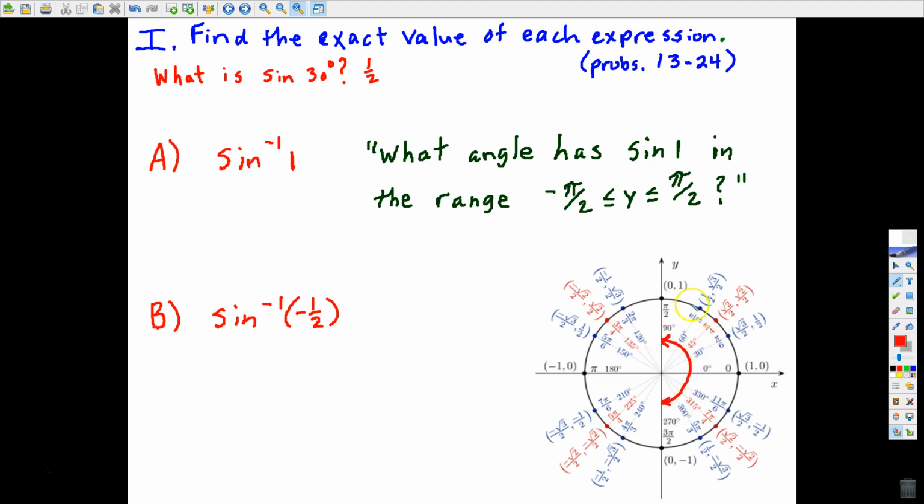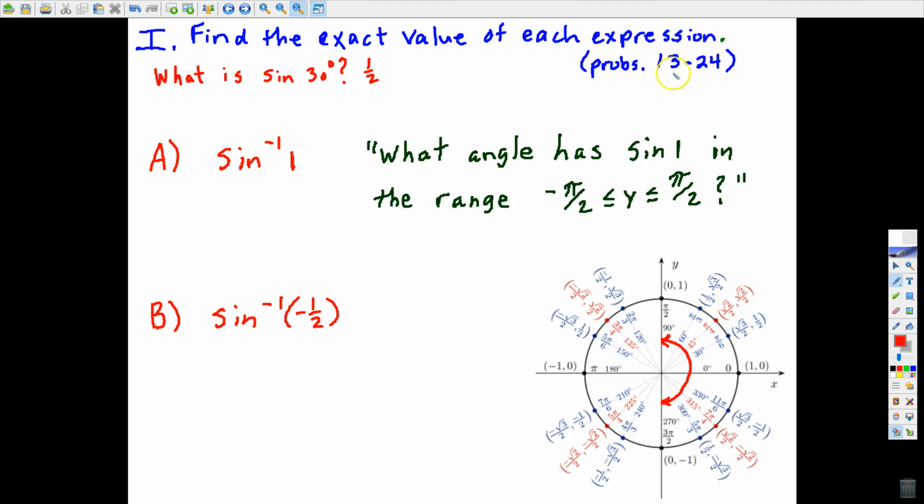Just the right half. That's another way of saying between negative pi over 2, that would be here, this bottom quadrant, and positive pi over 2 would be over here, this top right quadrant. Inverse sine answers exist on the right half of the unit circle only, period, because that's the range of inverse sine. Let me show you how to get the answer for inverse sine of 1.